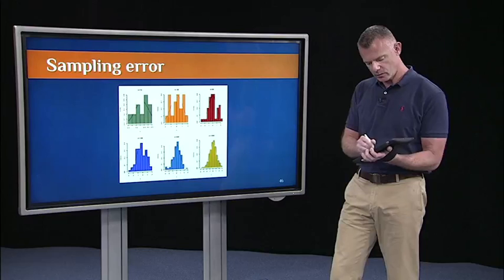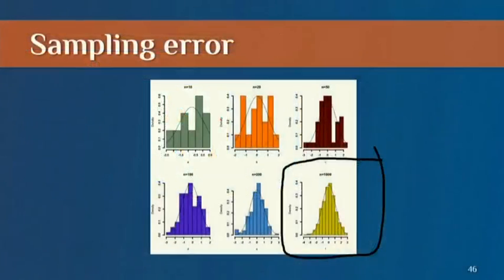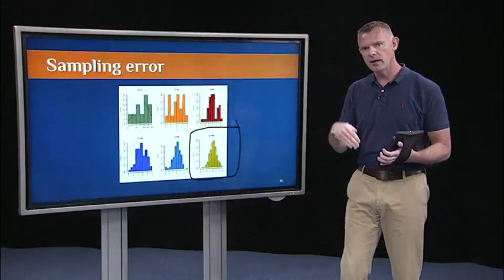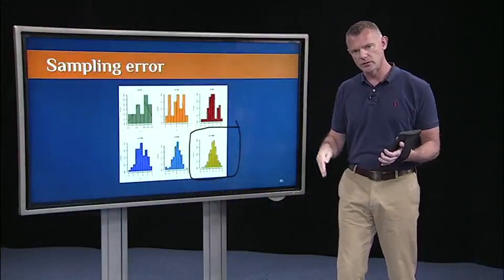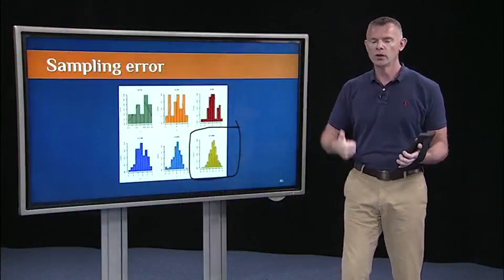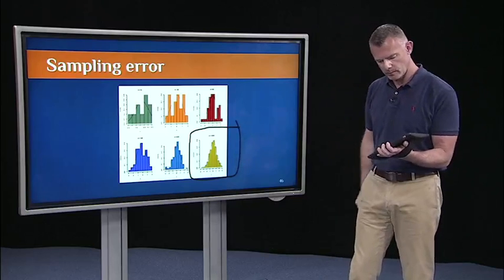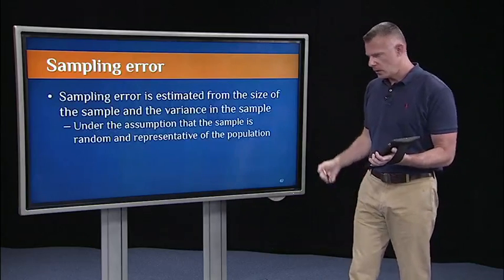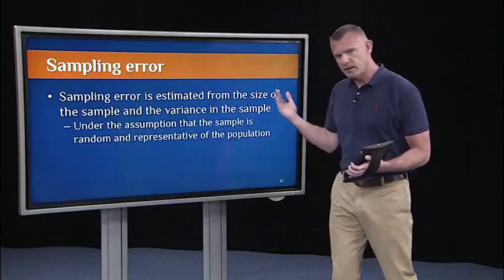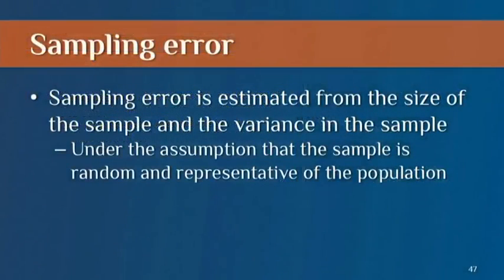But then if we go again to this really large sample, it's almost perfectly normal, okay? And that's just going to happen as sample size increases. We're going to get reduced sampling error, and we're going to get a more normal distribution in our sample. So big sample sizes are great. So sampling error, again, is just estimated from the size of the sample and the variance in the sample.